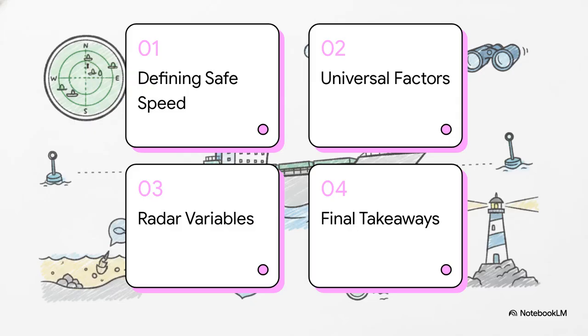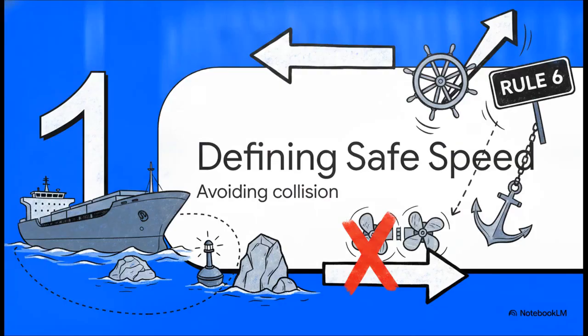So here is our roadmap for today. First, defining safe speed. Second, the universal factors. Third, radar variables. And finally, our final takeaways. Okay, let's dive into this. Part 1. Defining safe speed. Ultimately, it all boils down to being able to stop in time to avoid a collision.